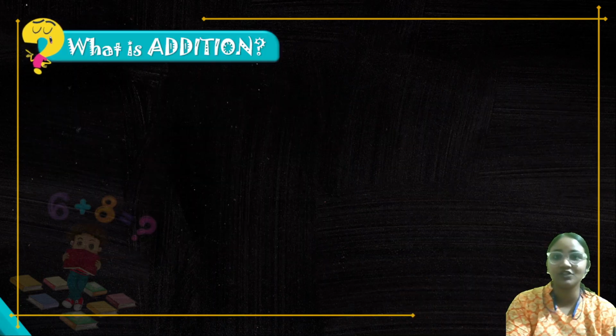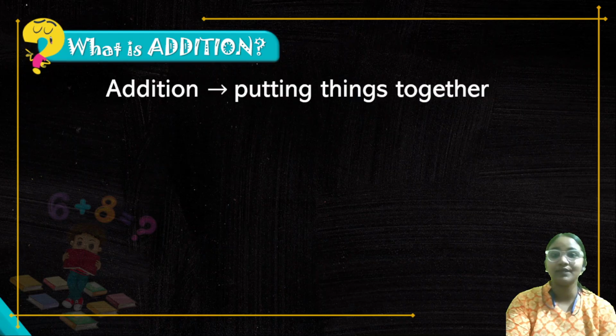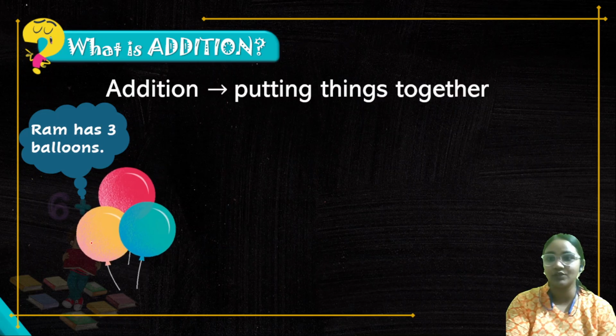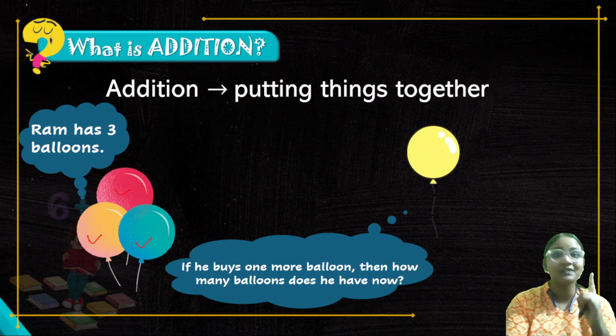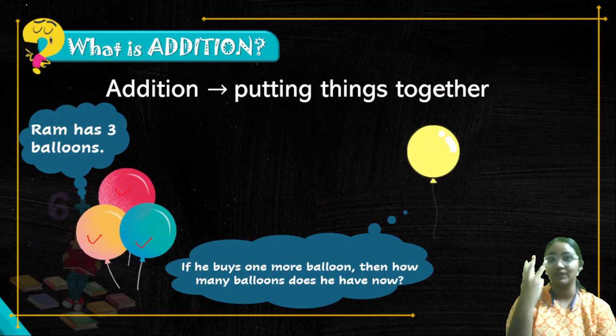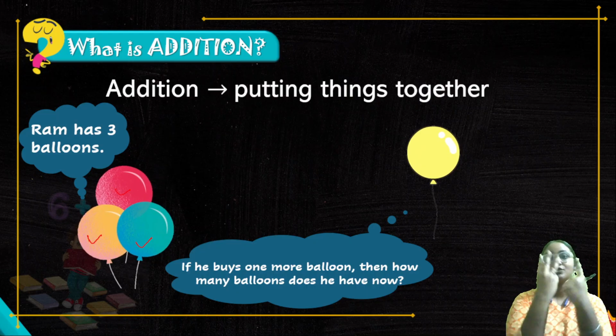So, what is addition, students? Addition is simply putting things together, combining things together. Let's take an example. Ram has three balloons. Can you see? One, two, and three balloons. If he wants to buy one more balloon, then how many balloons will he have altogether? What will we do, students? We will simply put three balloons and one balloon together.